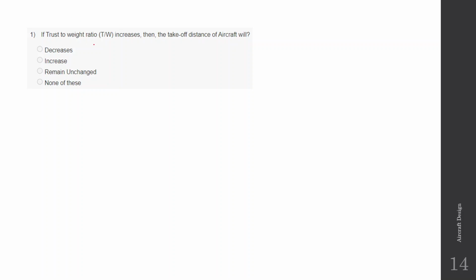So obviously over here, if the thrust to weight ratio increases, then the takeoff distance will decrease. As we saw in the formula, the takeoff distance is approximately equal to 1.44 weight square by rho s g CL thrust. So if the thrust to weight ratio increases, you can see that the thrust is in the denominator, so the takeoff distance will decrease.